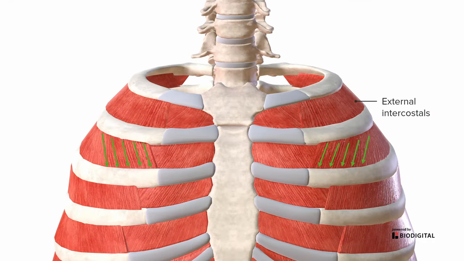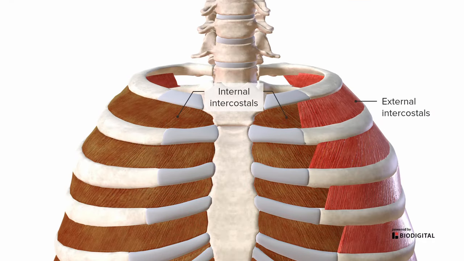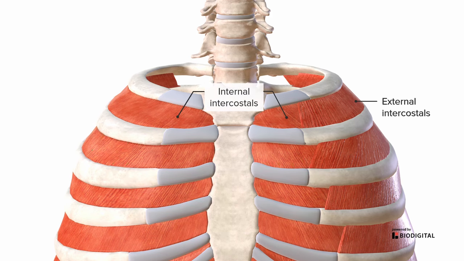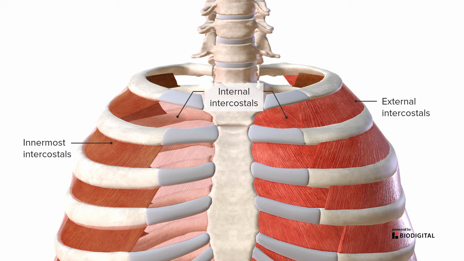If we go a layer deep to that, we have the internal intercostals, but their fibers run in the opposite direction. And so they're going to have the opposite effect. They're going to depress the rib cage, decreasing the thoracic cavity and causing exhalation. Finally, the deepest layer is the innermost intercostals, and their fibers have the same orientation as the internal, so they do the same thing.